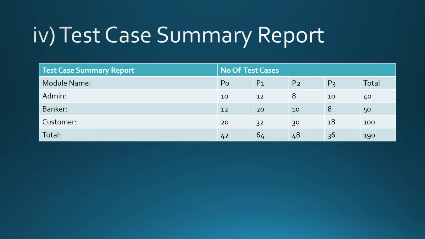Related to this admin, how many test cases are there? Very high priority test cases are 10, high priority test cases are 12, medium priority test cases are 8, and low priority test cases are 10. So total, how many test cases for this admin module? There are a total of 40 test cases. These details we will keep inside this test case summary report. How many test cases you tested manually, how many test cases you tested from automation with the help of the Selenium tool, these details we can keep and store inside this test case summary report.